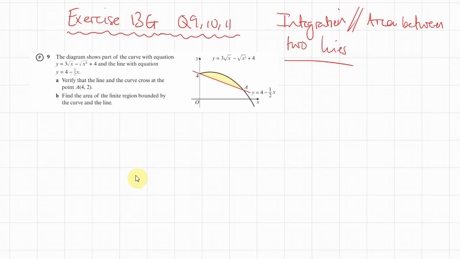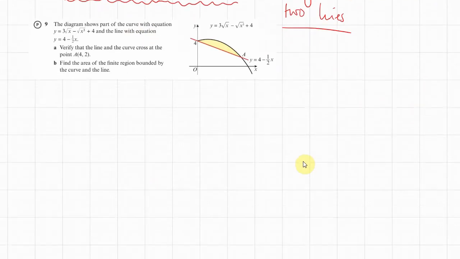Okay, this is question 9, 10 and 11 from exercise 13G. It's the integration area between two lines, between two equations. I can't remember the exact wording of it. But I'm just going to go through question 9, 10 and 11. Question 10 I think is quite a good one, so it's definitely worth watching that.